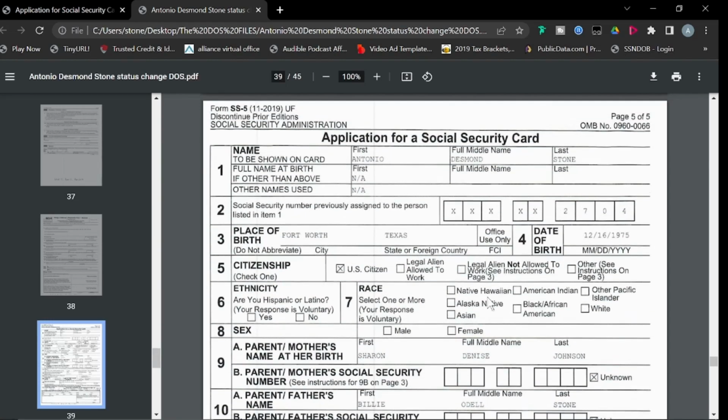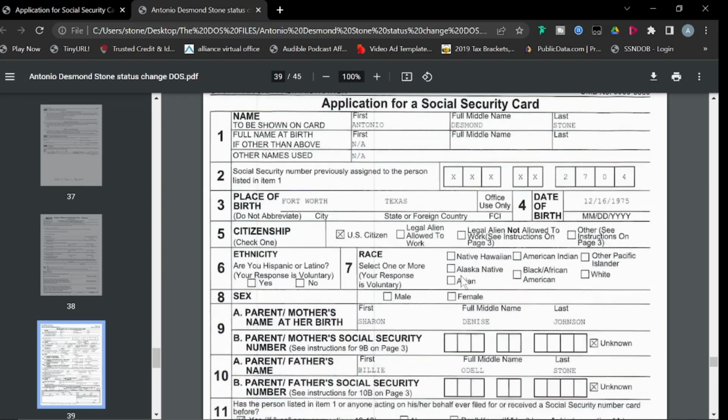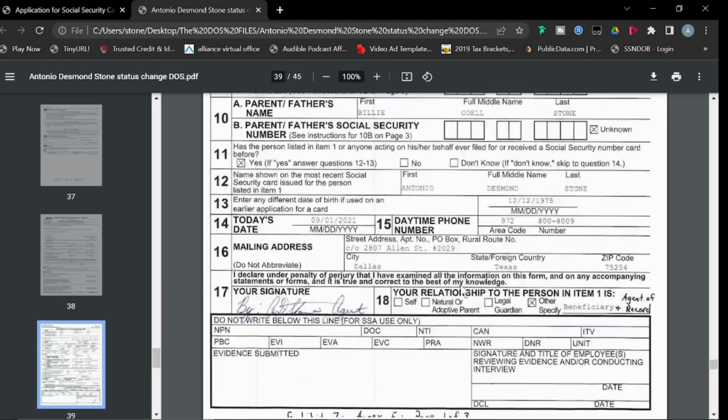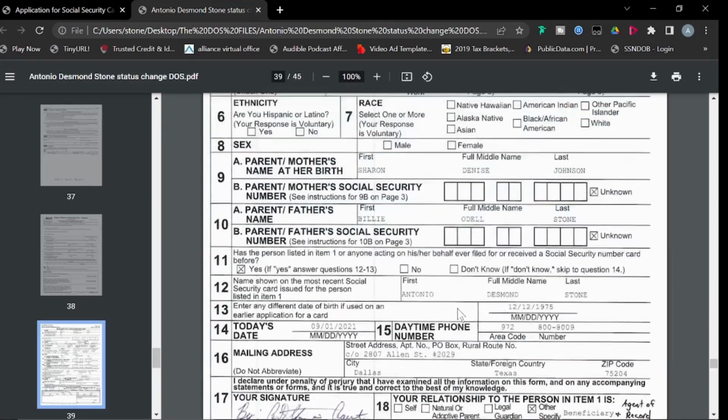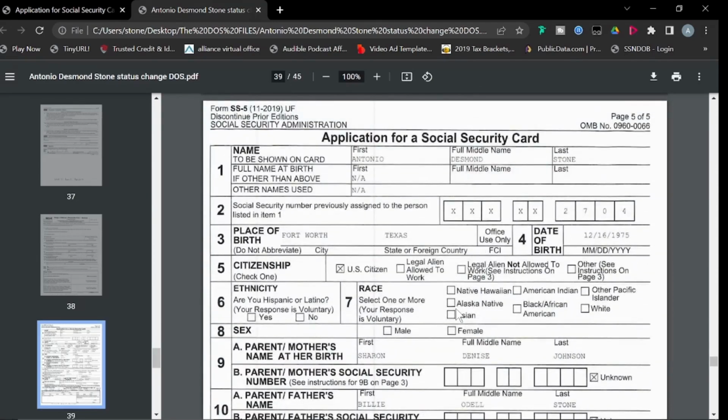But again, you can't change your status like this unless you do a DOS and put them on notice. Just know that you can't just sign this and fill it out and send it to them and they're going to change your status. They don't work like that. So to be clear on that.